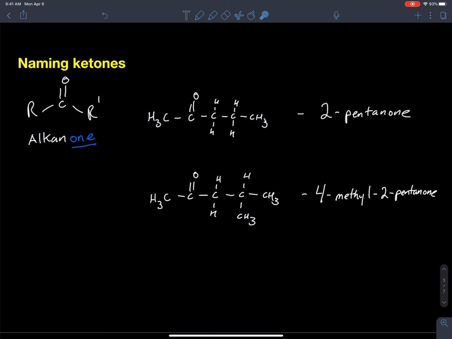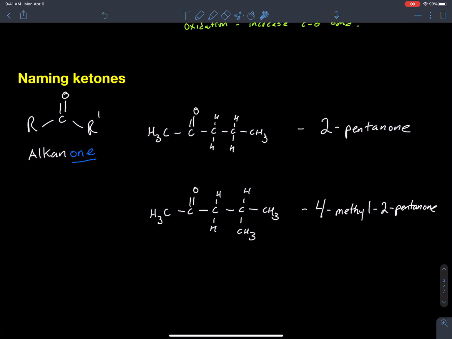Okay, here I'll do this again. 1, 2, 3, 4, 5. 5 carbons is the longest chain. 2 is where the C double bond O is, and then on this 4 I have an alkyl group. So this is 4-methyl 2-pentanone. Okay, that's the way we name the ketones.